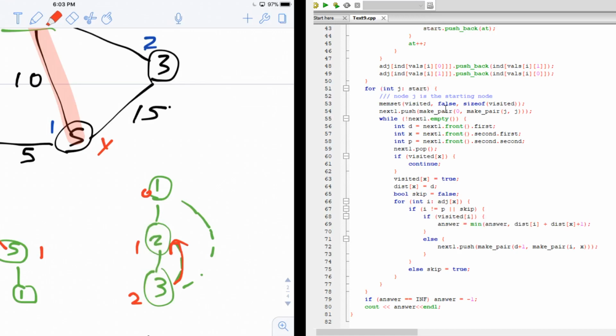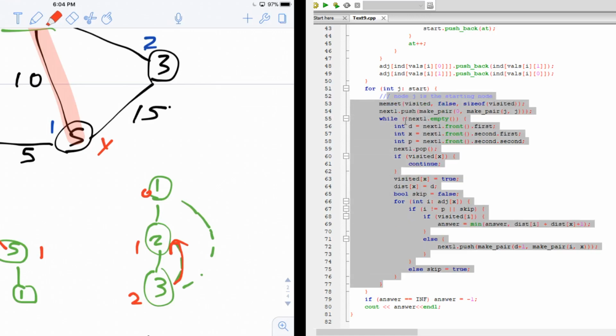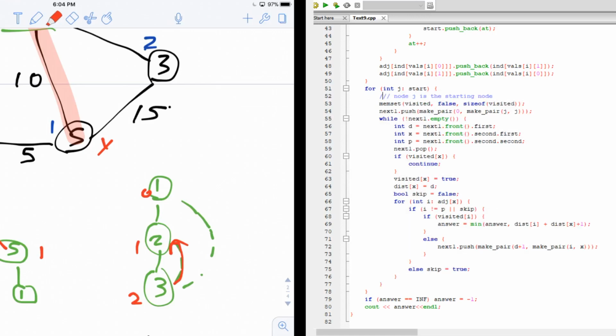Right? One of them has to have a value less than or equal to square root of max AI. Okay, so then we just repeat this whole loop for every single starting node, and we output our answer. And if our answer is infinity, that means we haven't found a potential cycle, so we just output -1. This is how you solve this problem.